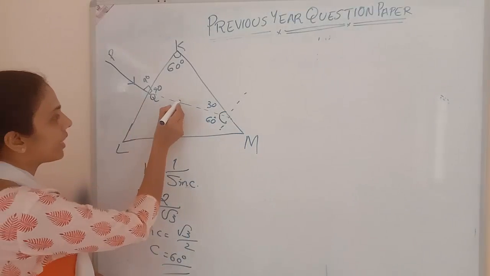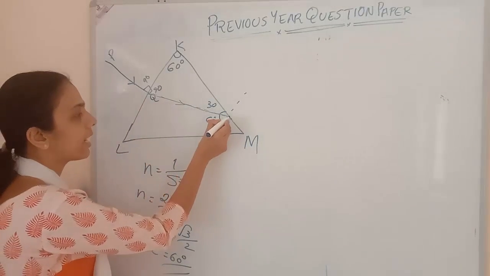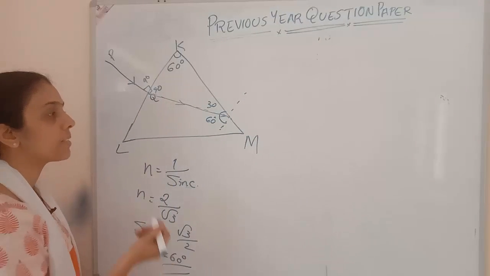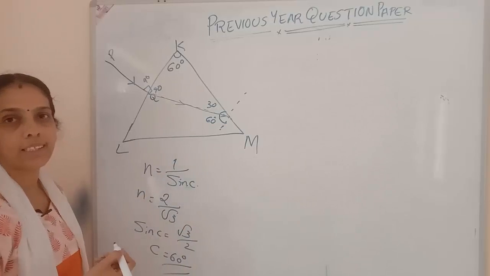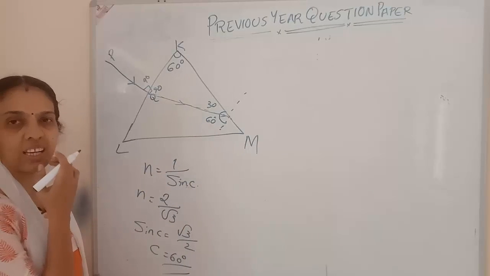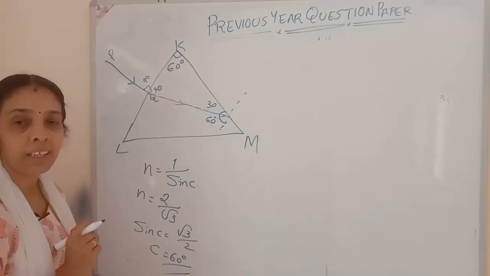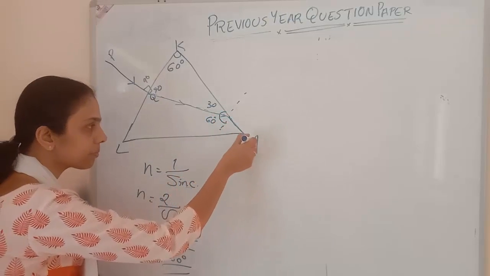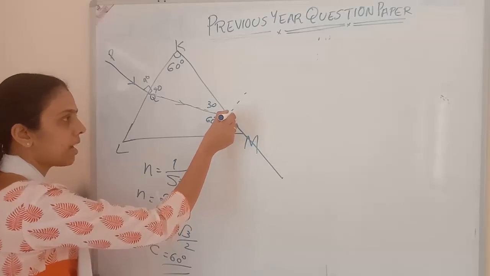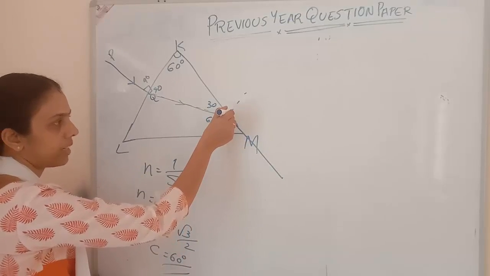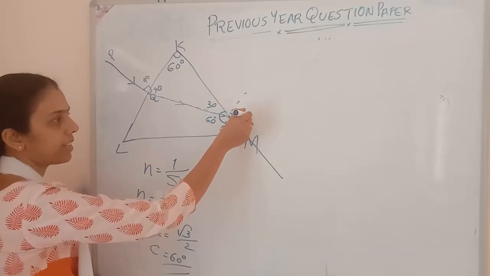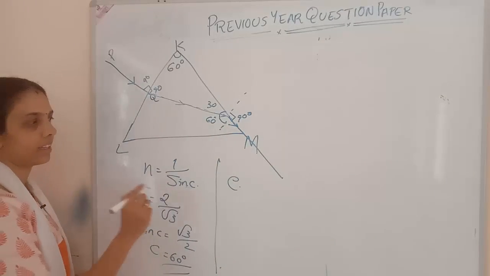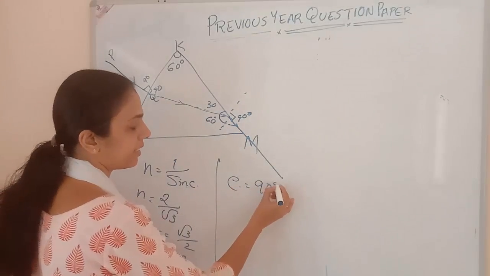But here the ray of light is incident at the critical angle. So at critical angle, if the ray of light is passing, what will happen? It will be grazing through the surface of separation, isn't it? So the angle of refraction will be 90 degree over there, right? It is passing through like this. Angle of refraction, or we can say angle of emergence, will be 90 degree. So here, since it is falling at the critical angle, angle of emergence will be 90 degree.